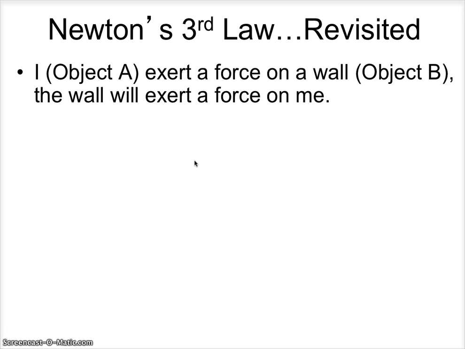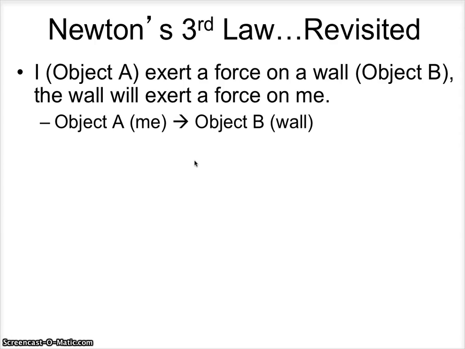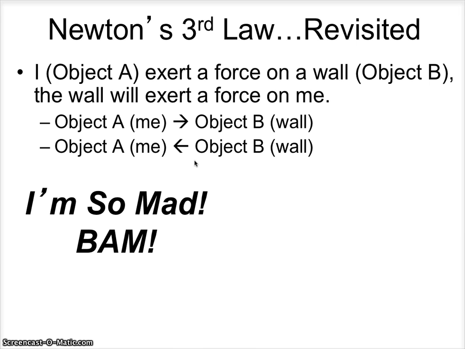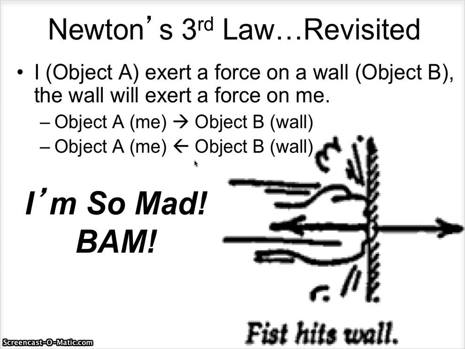So let's go back to Newton's third law. I'll call myself object A, exerts a force on a wall, which is object B. Then the wall will exert a force back onto me. So the force is on the wall. And as the reaction, the force that the wall will exert back onto me is equal, but opposite in direction. So if I exert 100 newtons of force onto the wall, the wall will exert 100 newtons of force on me. So if I'm very angry and I punch a wall, the reaction force is back on my hand, which is pretty painful.